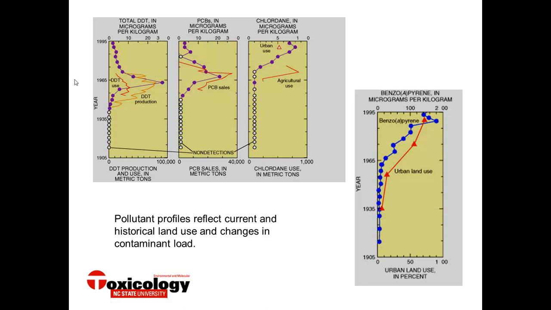And indeed, if you look at these different graphs, the purple represents what they measured. If you look at the red graph right here, that represents the use of DDT in the environment. And the orange or yellowish brown graph here represents the peak production of DDT. So you see they correspond quite well here within the United States.